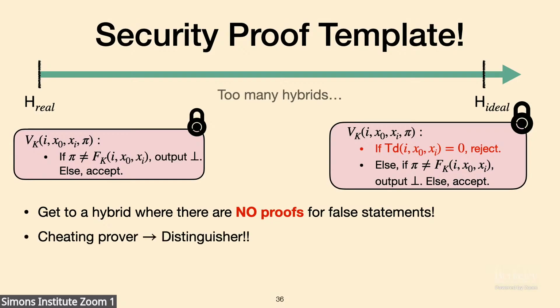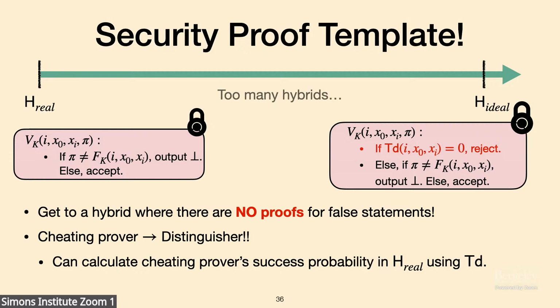Now a cheating prover gives you a distinguisher between these two worlds, right? Given a cheating prover, you can calculate his success probability here. If it's more than 0, you've already broken indistinguishability. So we're not doing extraction here, we're trying to argue it a very different way. We're trying to say we're going to remove the proofs. And once you have this, you have soundness.